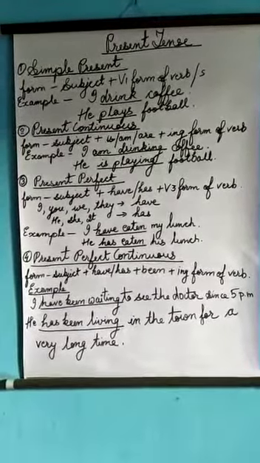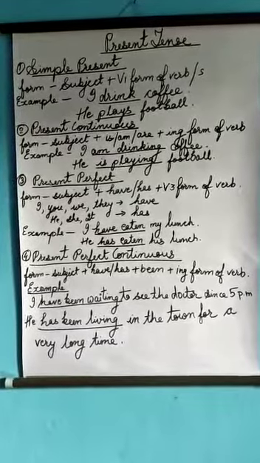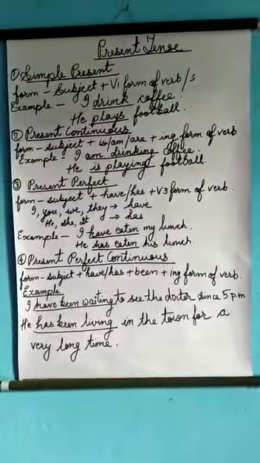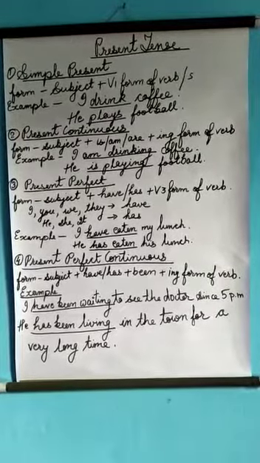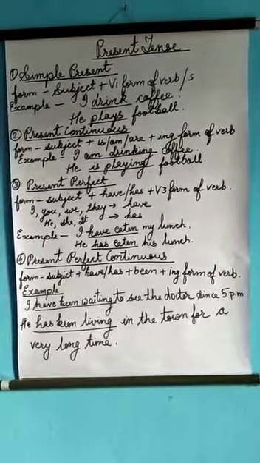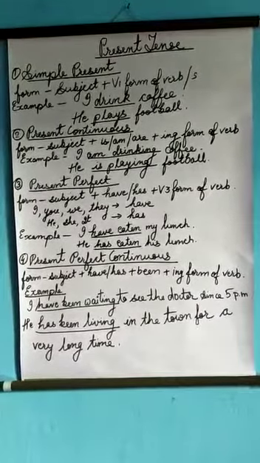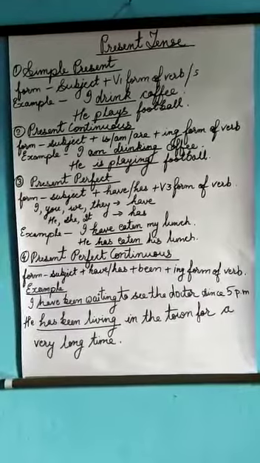Okay, the next one you see, he plays football. Here he is the subject. Now play is the V1 form of verb, but according to the subject he, an S is added towards the end of this verb. So he plays football is a sentence in simple present.